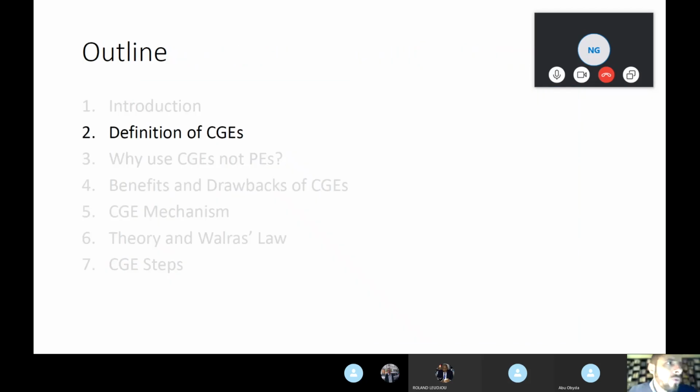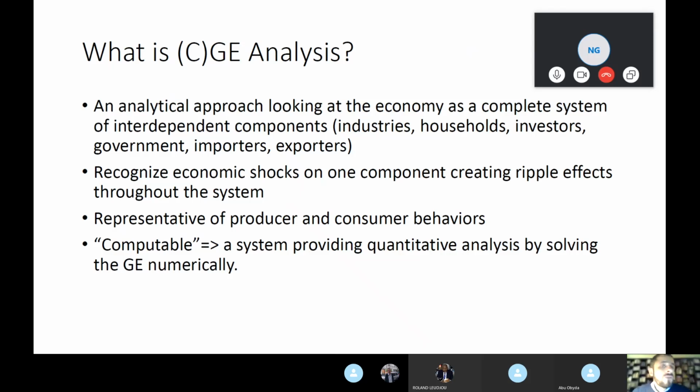So based on this, more particularly, what is the definition of a CGE analysis? It's an analytical approach that looks at the economy as a complete system, and by complete system I mean all sectors, all markets, all institutions, or all economic agents. So we take into consideration different industries, all households, whether they are located in urban or in rural areas, investors, savers, government, importers, exporters, everything. And we try to see what are the direct and the indirect effects of a certain shock on the economy.